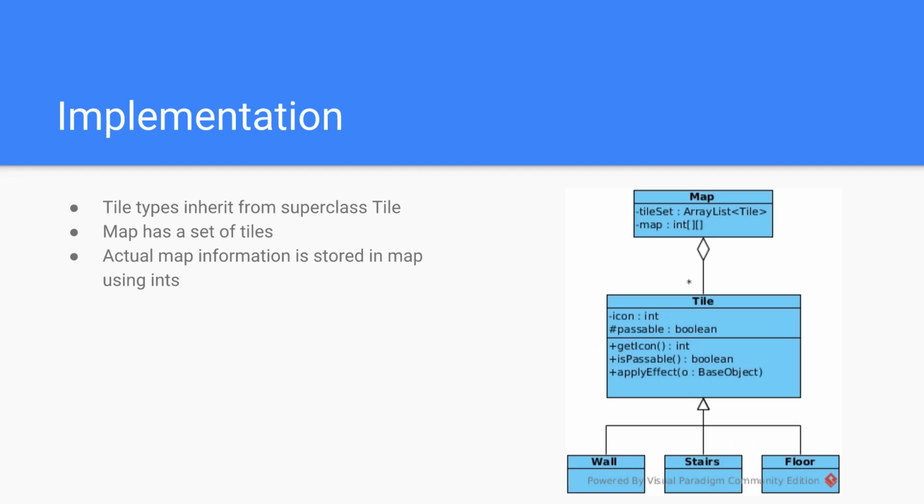Additionally, the tile has methods like getIcon, so you can get the actual image that the game board will need for drawing later. You can get whether it's passable, and you can also apply effects to objects, so as soon as an object enters that tile, it'll apply some kind of effect. It'll do something to that object if it needs to.